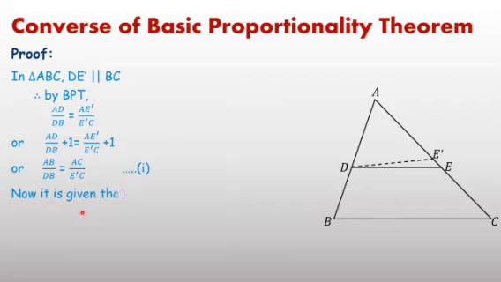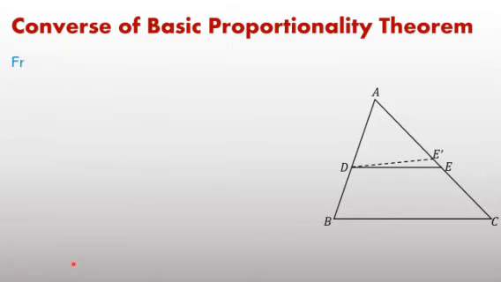Now, it is given that AD upon DB equal to AE upon AC. If we add 1 on both sides, the second equation you will get is AB upon DB equal to AC upon AC. From the first and second, the LHS of both equations are the same, so equate the RHS, and you will get the result as AC upon AC equal to AC upon E dash C.